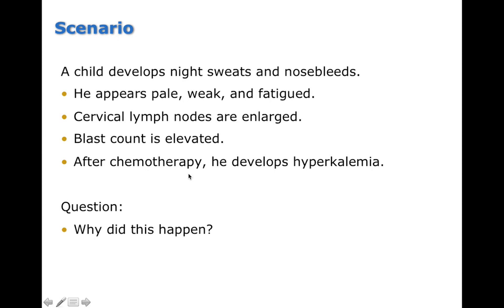Now, chemotherapeutic agents also particularly put a lot of stress on your kidneys, which makes it extra difficult to get rid of that excess potassium as well.